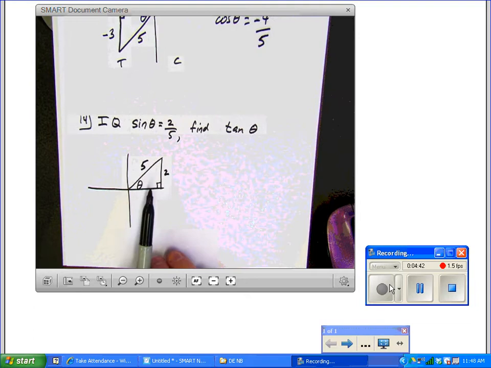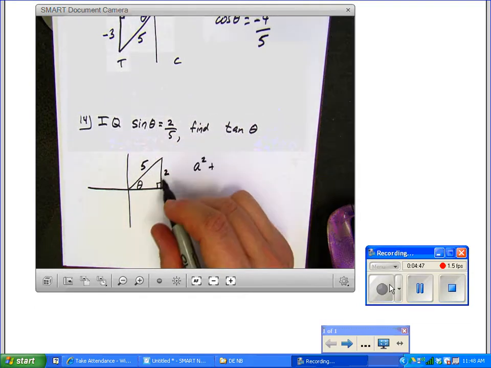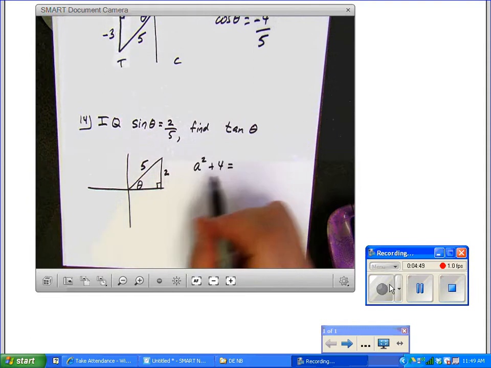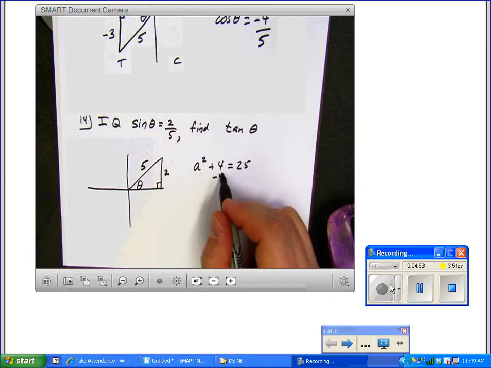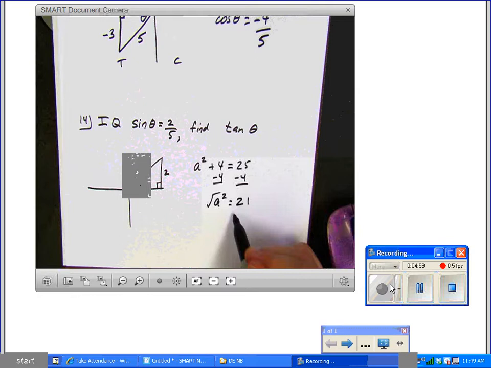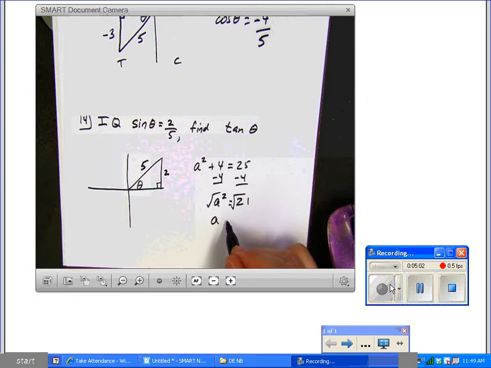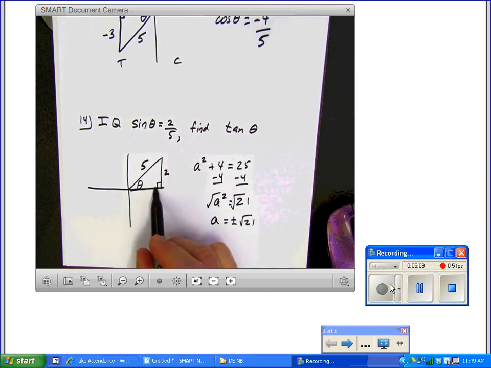This is not a nice triple, so I'm going to work out here the Pythagorean theorem. It'll be a squared plus 2 squared, which is 4, equals 5 squared, which is 25. Now let's solve for it here. I'm going to subtract 4 from both sides. It's going to give me 21. So I'll take the square root now. So a would be equal to plus or minus the square root of 21. Now, since this is in the first quadrant, and the fact that it's going out to the right means that this would be a positive square root of 21.